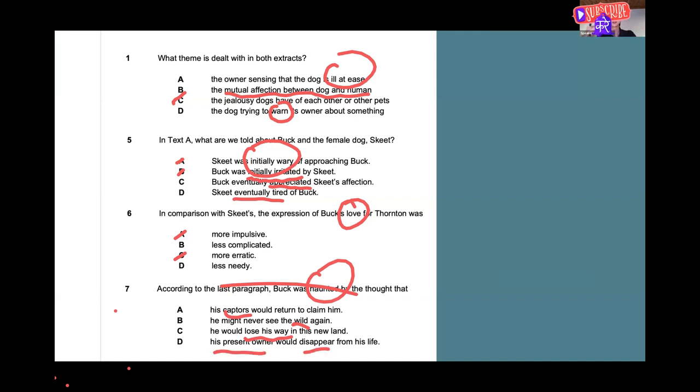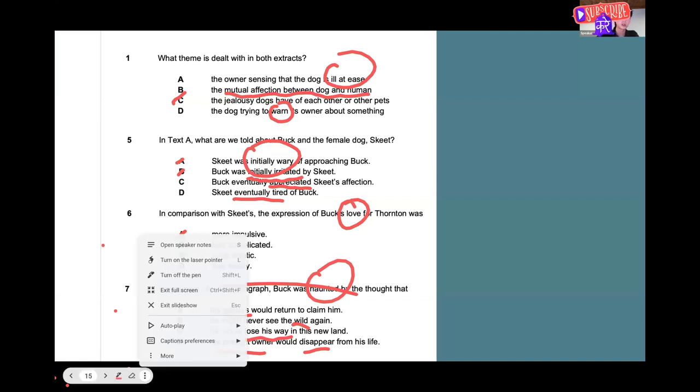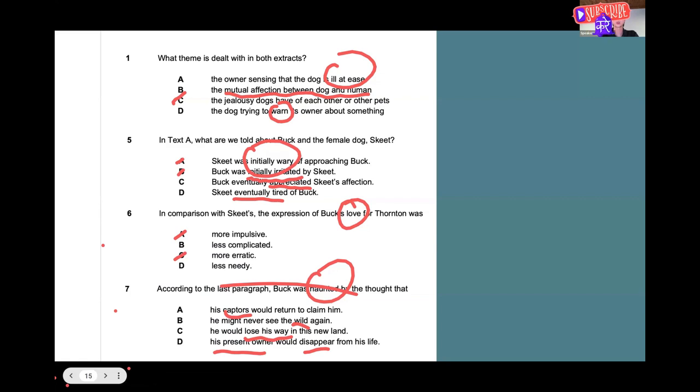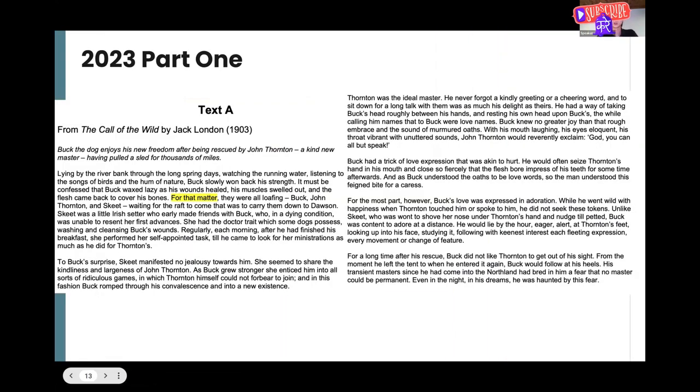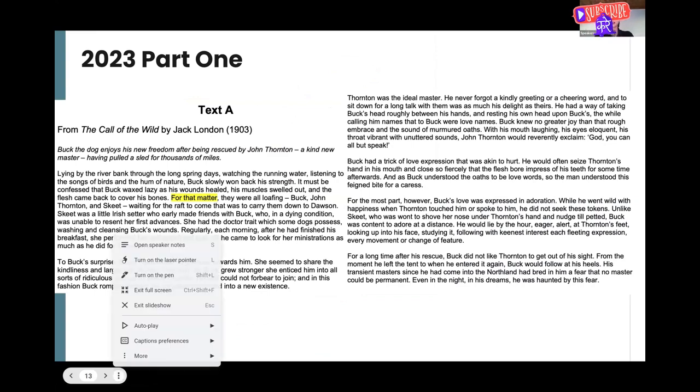So knowing these things in my head now, I'm going to turn to the text. We're looking straight into the last paragraph. For a long time after his rescue, Buck did not like Thornton to get out of his sight. So the implied meaning of that is he wanted to stay close. From the moment he left the tent to when he entered again, Buck would follow at his heels. So immediately I'm starting to think that the answer is going to be D, but we're going to keep reading to check for the others.